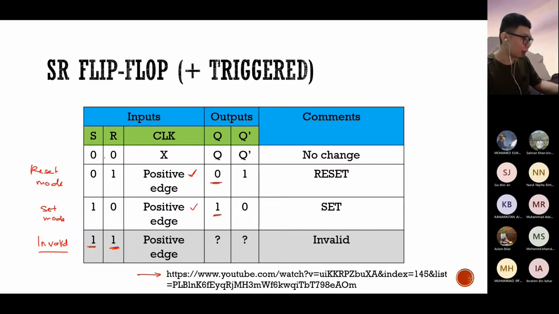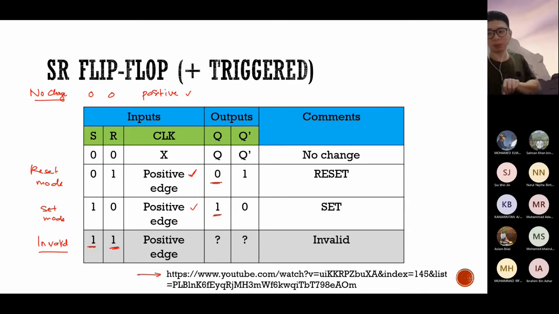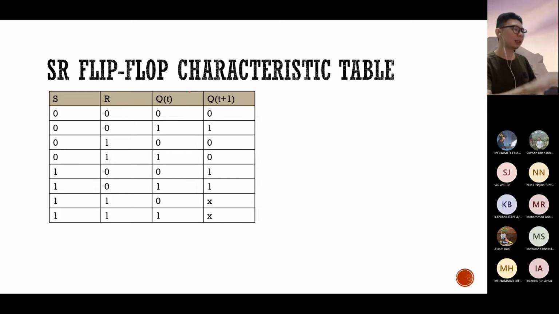There's one more case that I didn't cover over here. What if you have 0, 0 and then you have a positive edge at the clock? 0, 0 and a positive edge means this flip-flop is functioning. Which mode is this in? This is in a no change mode. No change mode means that whatever output it has now, it will keep. This is if you give 0, 0 and you give a trigger to the SR flip-flop. So that is the truth table.